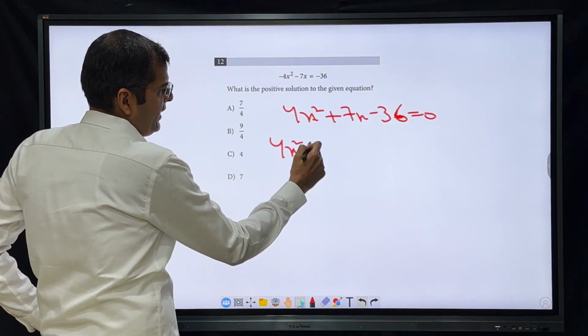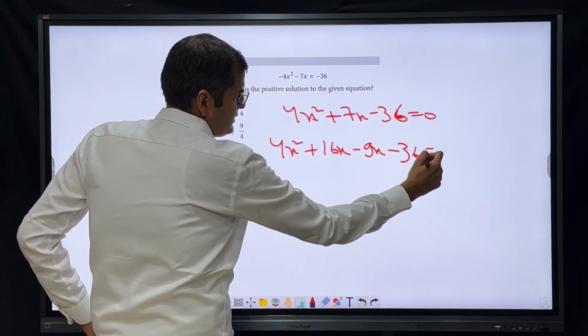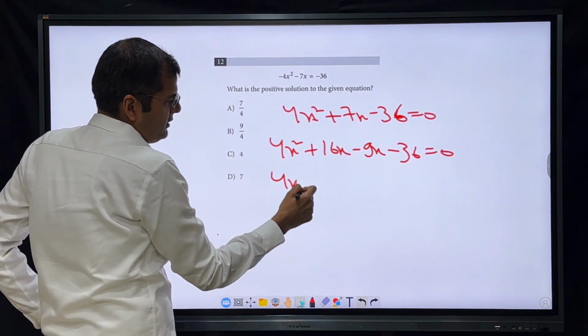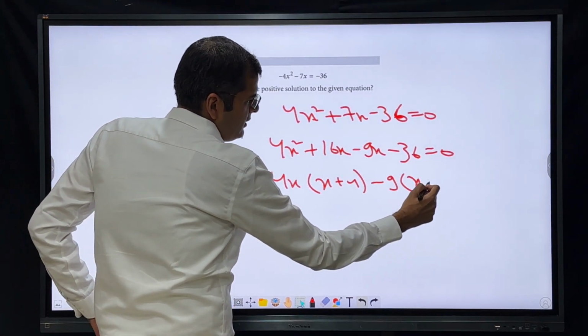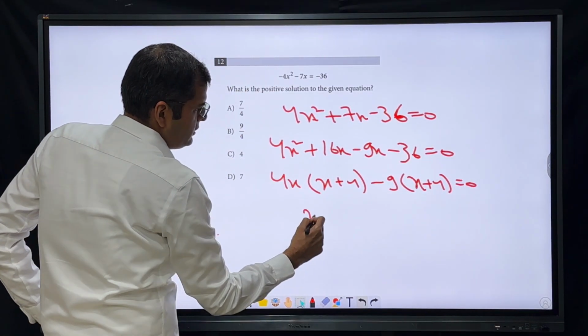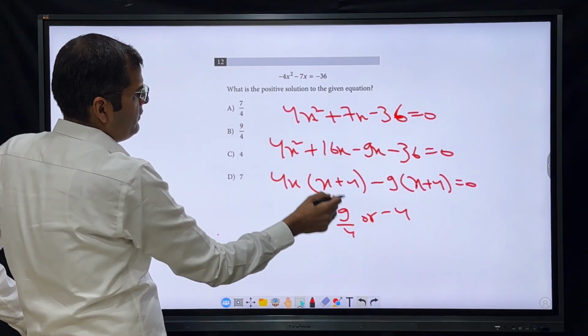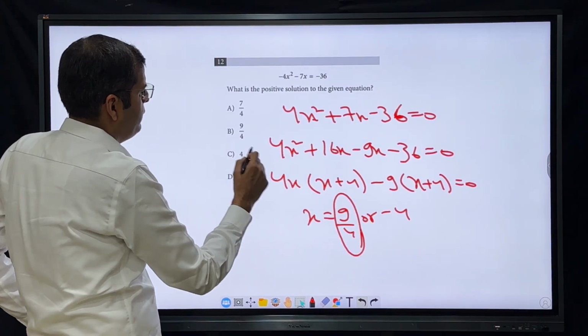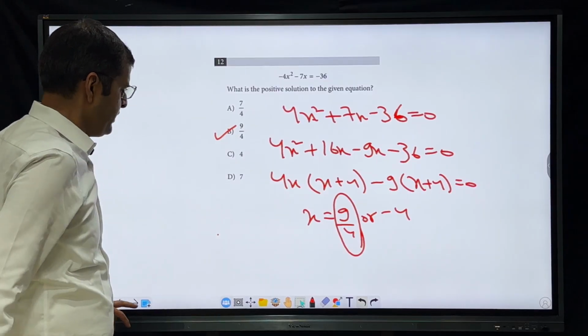So to factorize it, I'll split the middle term as plus 16x minus 9x. Okay, so here 4x is common, x plus 4, minus 9 is common, x plus 4 is equal to 0. So x is equal to 9 by 4 or minus 4. We are only worried about the positive solution, which is 9 by 4. Answer option B, 9 by 4 is the correct answer here.